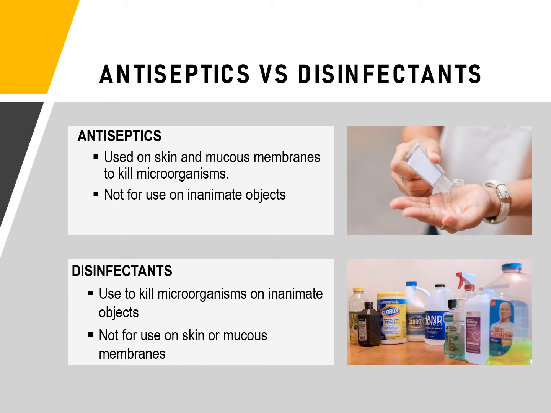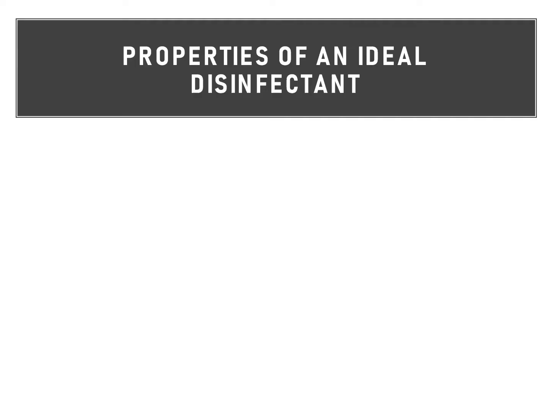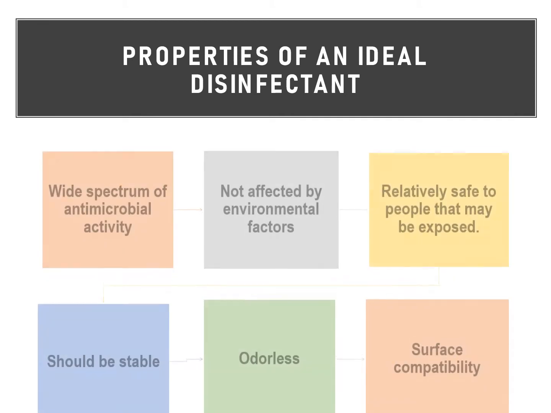So in the picture, we can see different kinds of disinfectants. You have your Clorox, you have Mr. Clean. So we do not use them when cleaning our hands. We only use them to clean tabletops, counters, or other inanimate objects. Here are the properties of an ideal disinfectant.